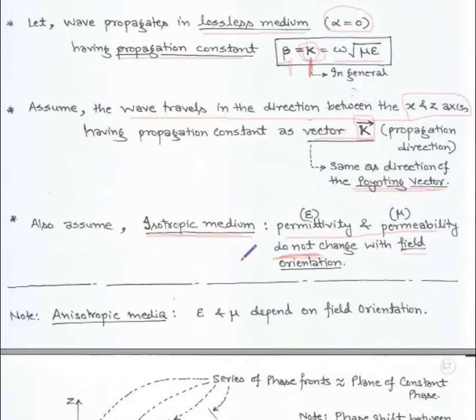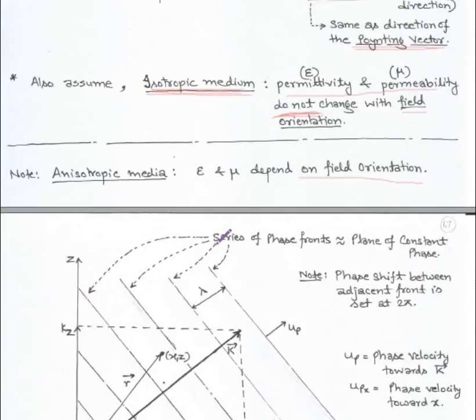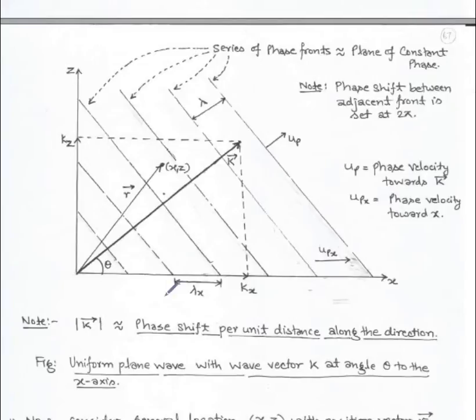So when the permittivity and permeability do not change, then the medium is called an isotropic medium. And also we note a point. An anisotropic medium is a medium in which epsilon and mu depend on field orientations. But here we assume an isotropic medium in which epsilon and mu do not change with field orientations. So here we consider oblique incidence and we assume a wave travels in a direction between the x-axis and z-axis. The direction of propagation of the uniform plane wave is indicated by k vector, that is called the Poynting vector, and this Poynting vector makes an angle theta with respect to the x-axis.